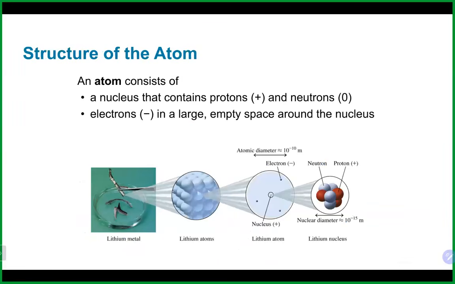So here is again what we were talking about. A nucleus contains protons and neutrons, and electrons are in that empty space, kind of traveling around. This is sometimes referred to as the electron cloud, where they're traveling. And again, they are traveling really randomly about.